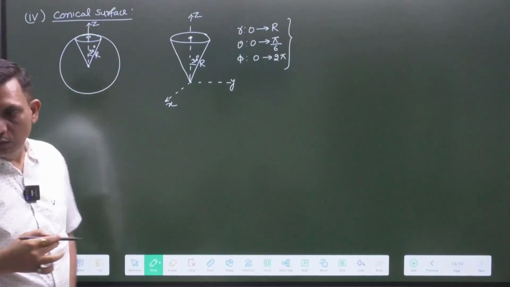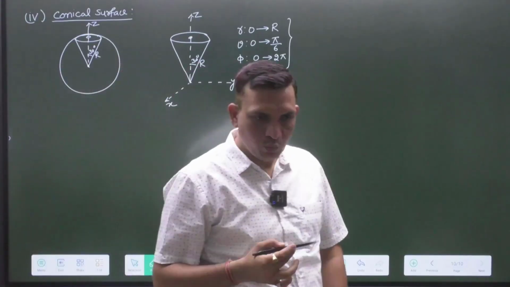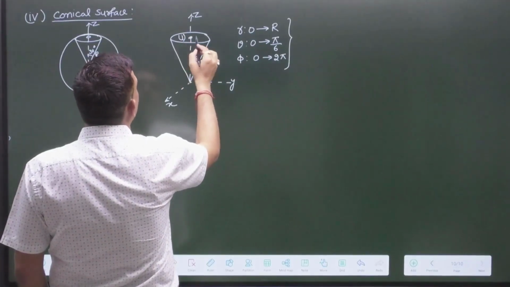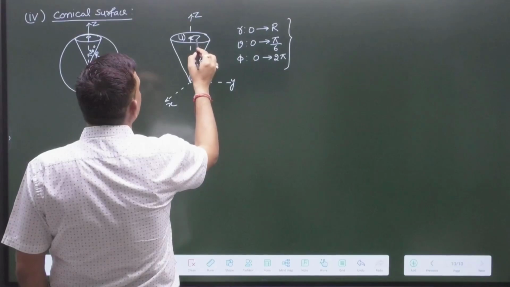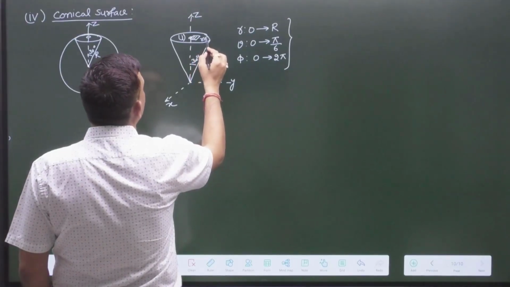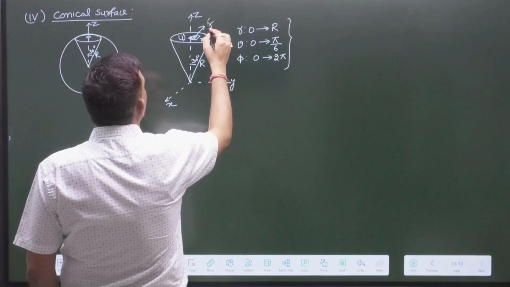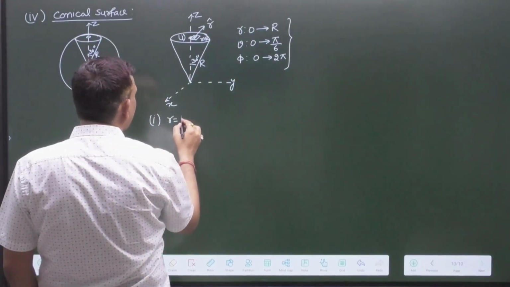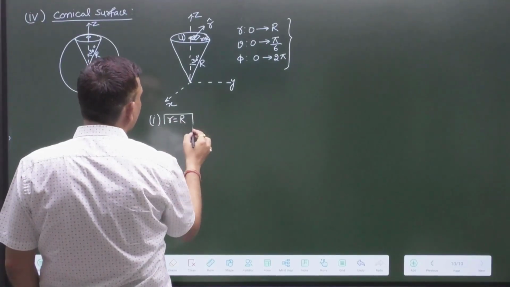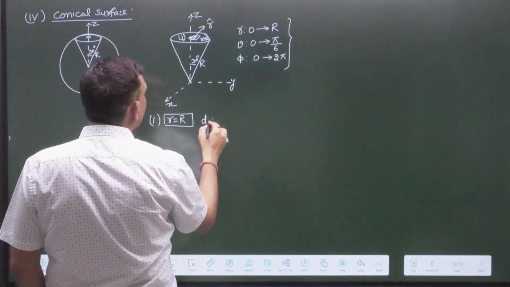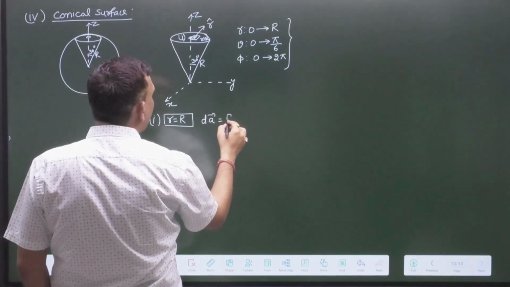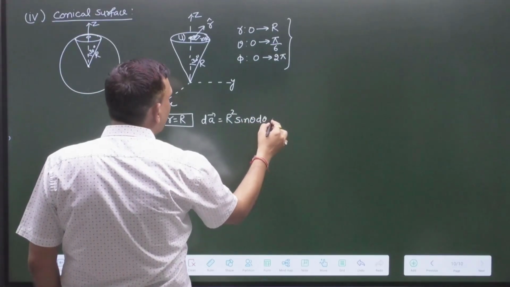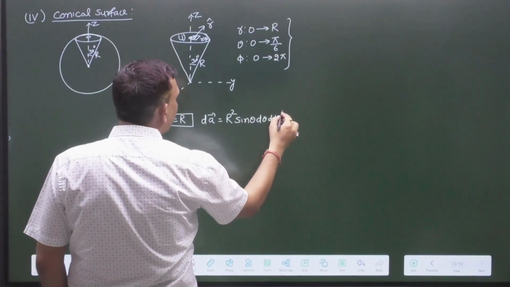Now this volume is surrounded by how many surfaces? Two surfaces. Surface 1 is R is equal to R surface. So what will be the area element? You can directly write R square sin theta d theta d phi r cap.